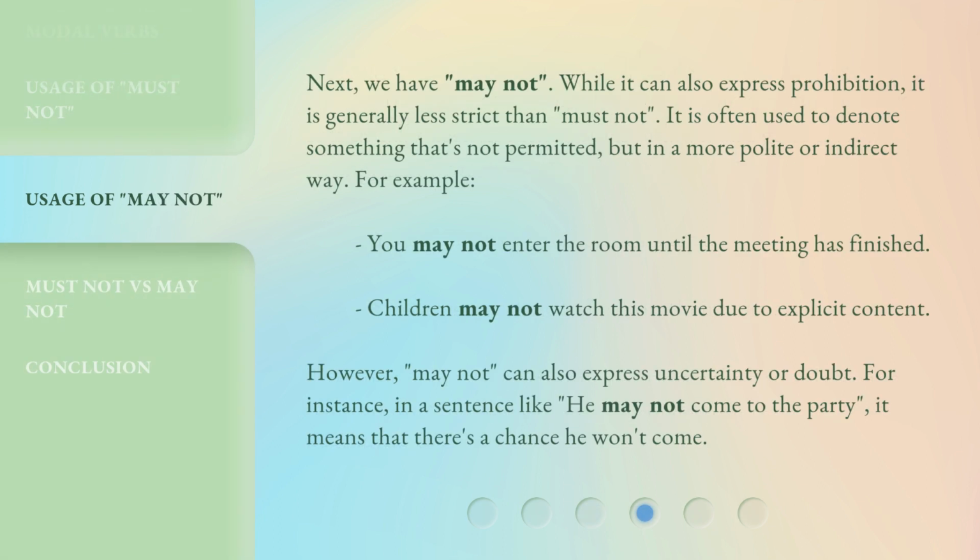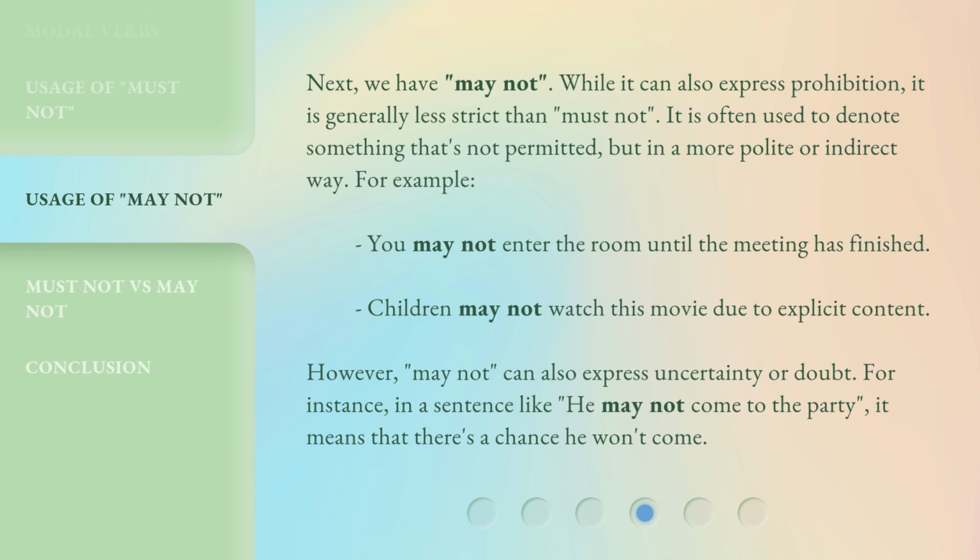Next, we have may not. While it can also express prohibition, it is generally less strict than must not. It is often used to denote something that's not permitted, but in a more polite or indirect way. For example, you may not enter the room until the meeting has finished. Children may not watch this movie due to explicit content.